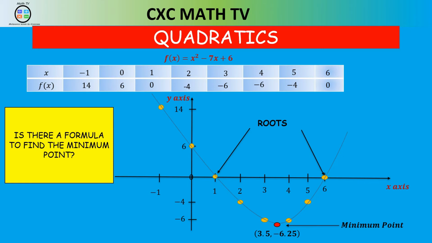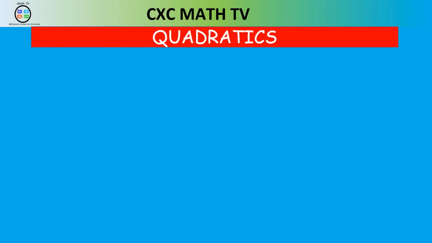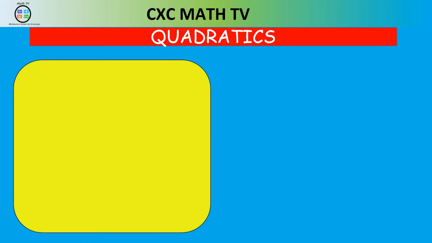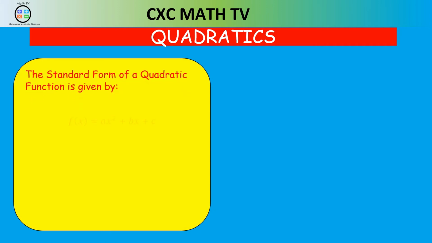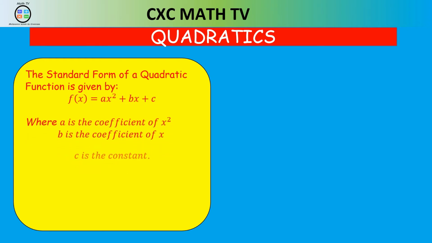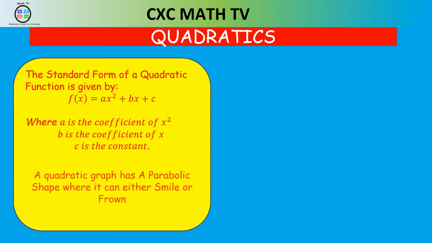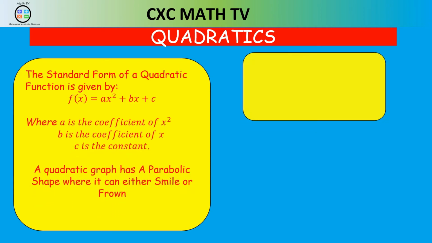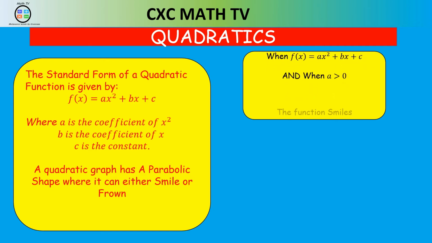Now we're going to connect what we just observed with a general quadratic graph to learn some new stuff about quadratics. So the standard form of a quadratic is written in the form ax² + bx + c, where a is the coefficient of x², b is the coefficient of x, and c is your constant. A quadratic graph has a parabolic shape. What do we mean by parabolic? It just means that it either smiles or it's going to frown. That's an easy way to remember it for now.